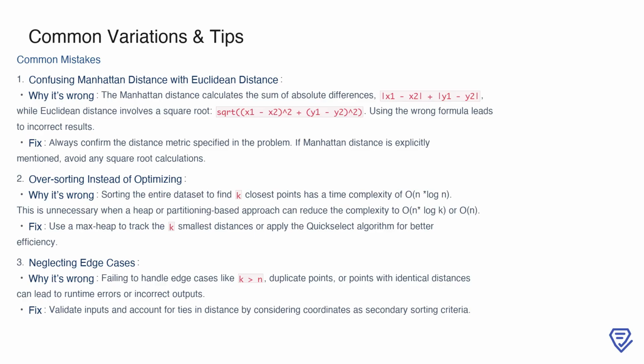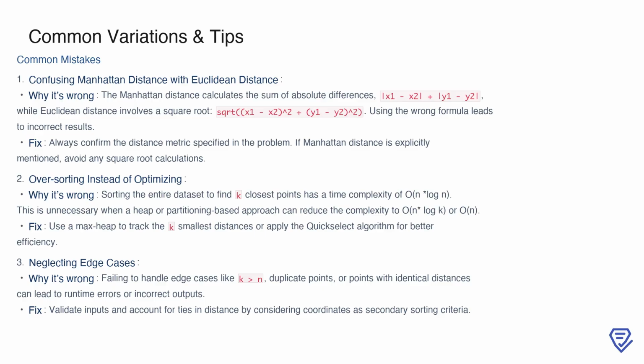Another mistake involves oversorting the data. Sorting the entire dataset to find the k closest points is inefficient, with a time complexity of O(n log n). Instead, you can use more optimal methods, like a heap or quick select, which reduce the complexity significantly.